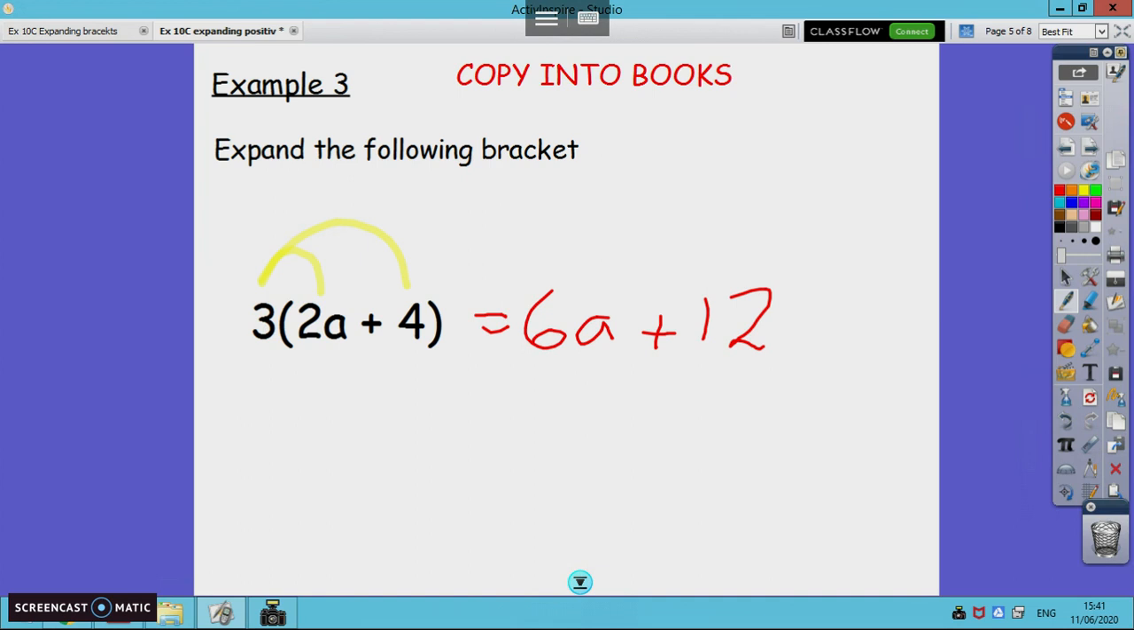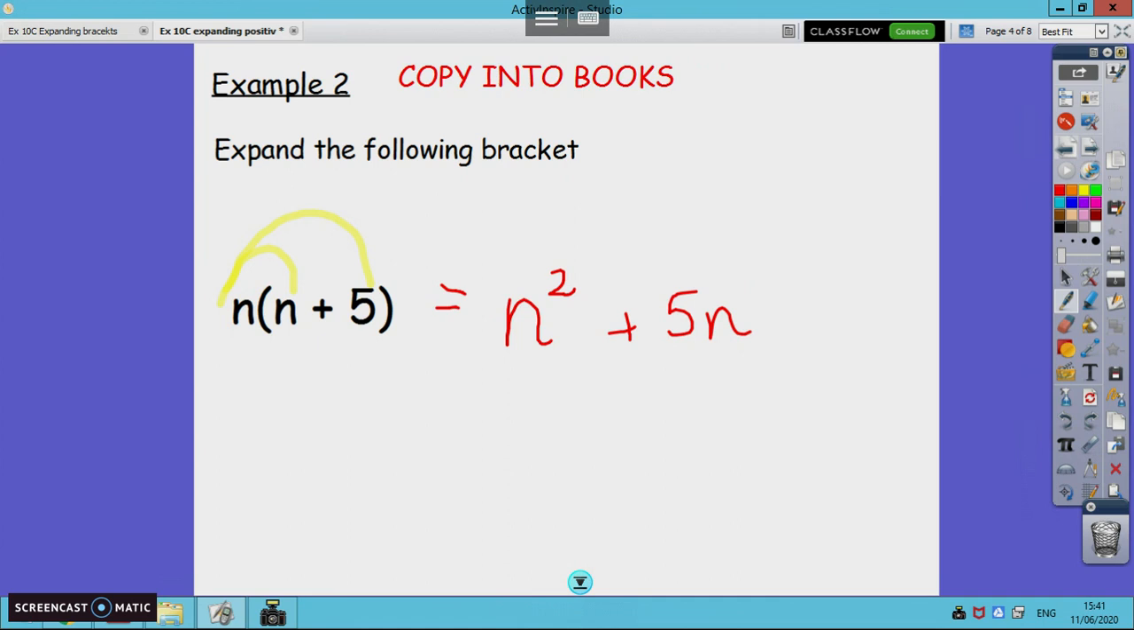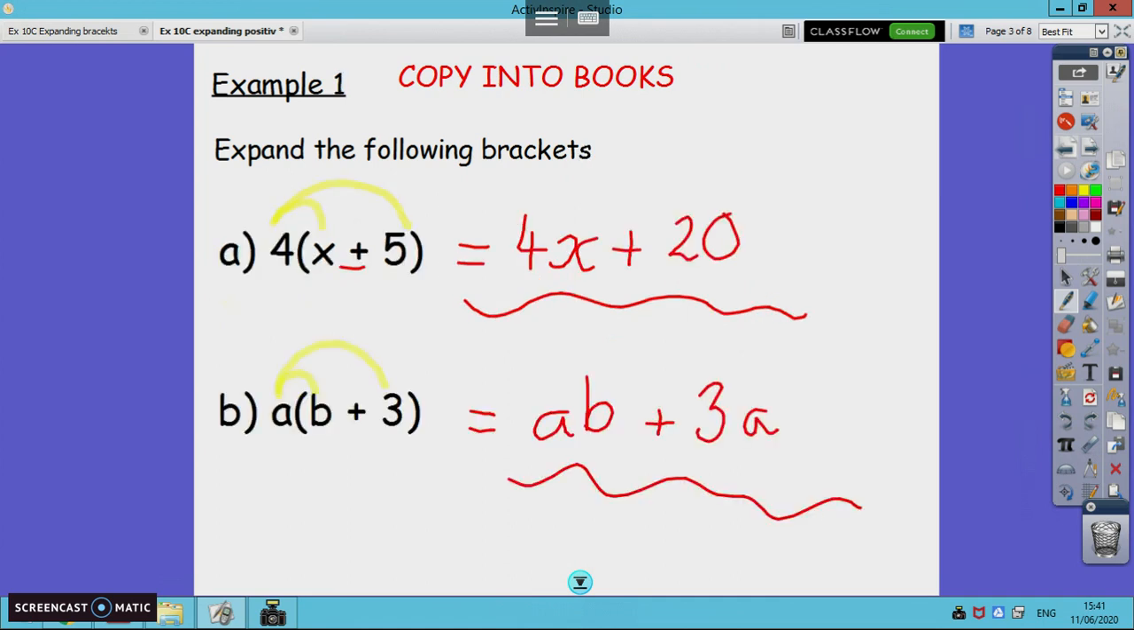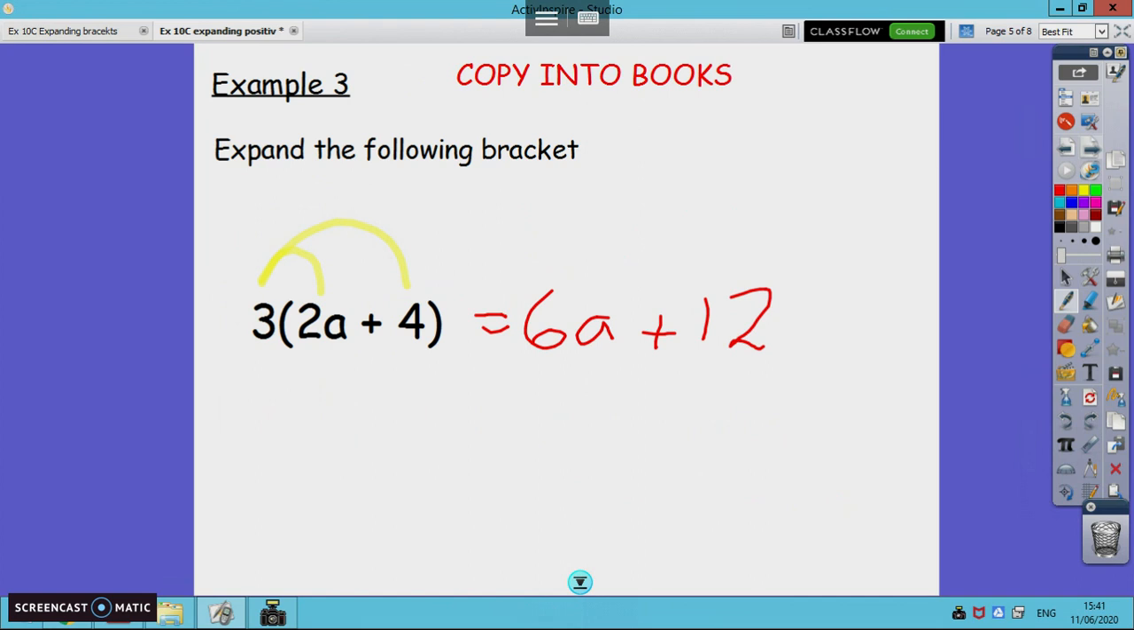Now, we can't add those together. We can't add the 6a to the 12 because, remember, they're not like terms. 12 doesn't have an a next to it, so we can't collect them together. So they have to stay separate. Same for this one here. You can't add n squareds to n's. You can't add ABs to A's, you can't add X's to numbers. So they all have to stay separate. So you're always going to end up with two things in your answer at the end, okay? So your answer here is 6a plus 12. So you're always going to multiply whatever's at the front by the two things in the bracket to expand them.